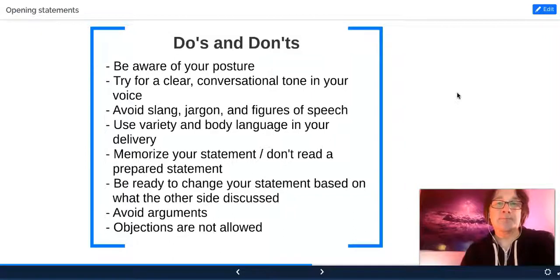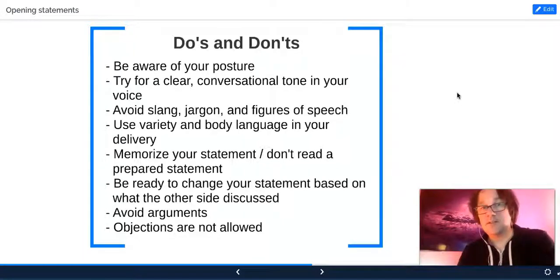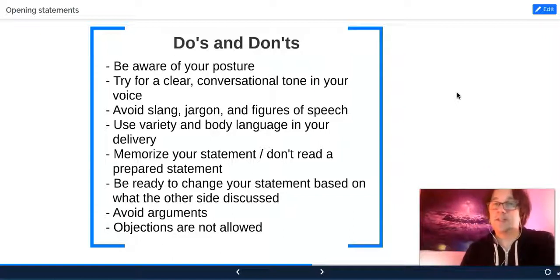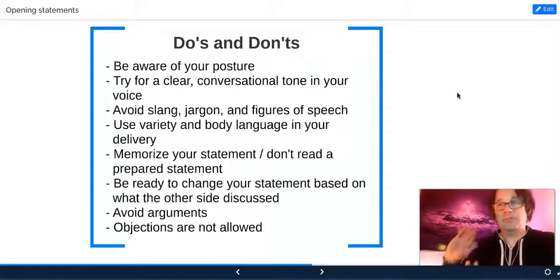So definitely prepare for it. You want to avoid arguments in the opening statement, so you don't want to start arguing the case. We'll talk about what arguments actually mean. We're not talking fighting here, but we're talking about actually arguing a point, making a case, or making an argument for a particular point or a particular fact. You don't want to do that. That's what the trial is for.